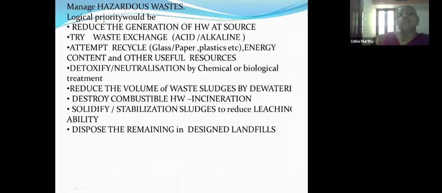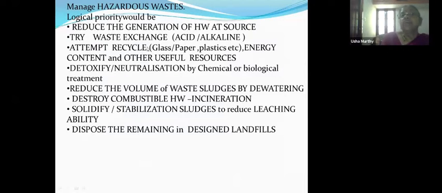Then, regarding hazardous solid waste, how do we manage it? The logical priority, and this is for industries where hazardous waste is generated, would be to reduce the generation of the hazardous waste at source itself. Any industrial unit can attempt this. That is, try waste exchange. Acid or alkali solvent can be interchanged, because it may be an ingredient for another unit. So waste exchange can be attempted.